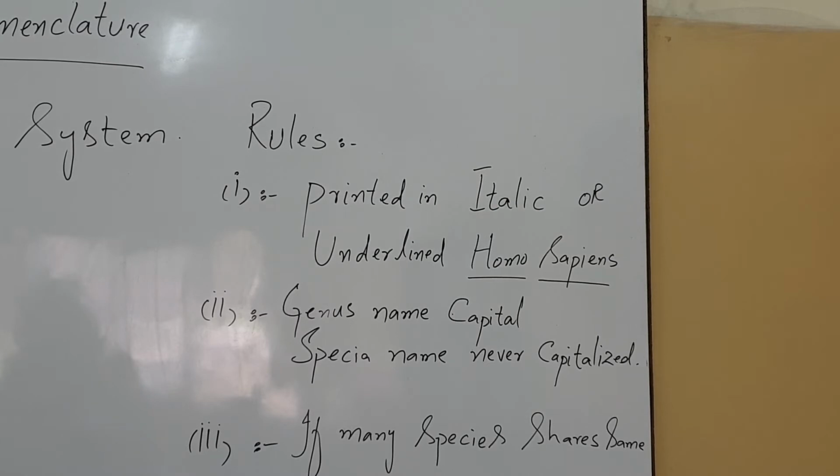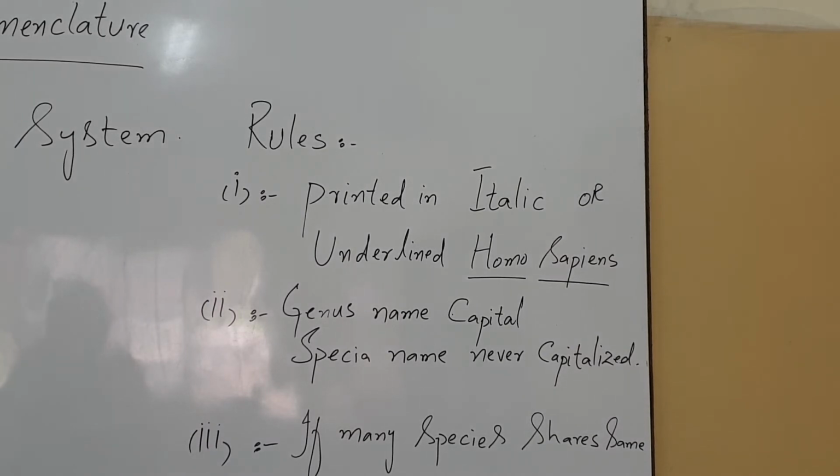The second rule is that the genus name will be capitalized and the species name will never be capitalized. When we want to write the scientific name according to binomial nomenclature, the generic name must be written with a capital letter, followed by the species name with a small letter.